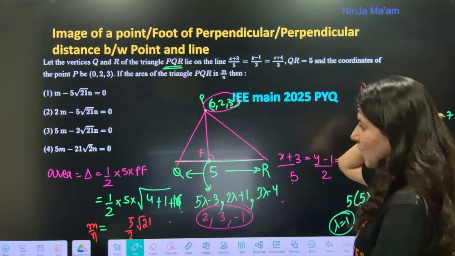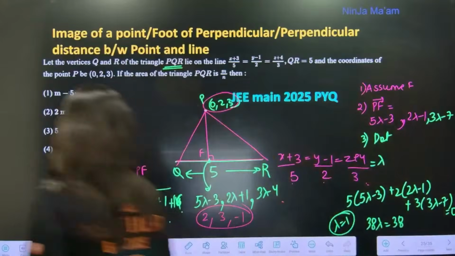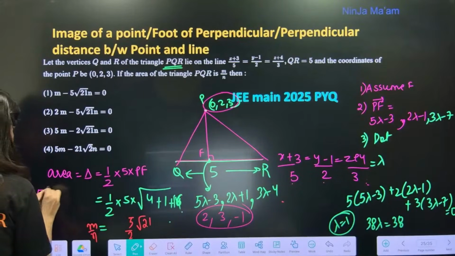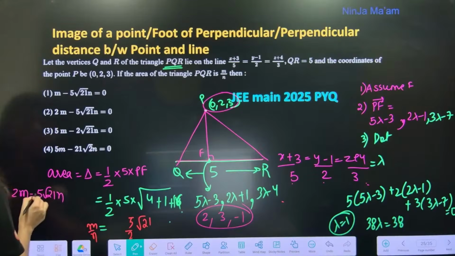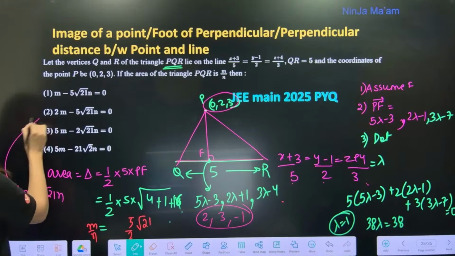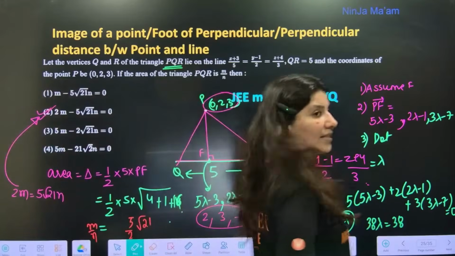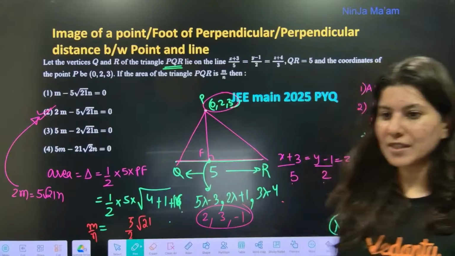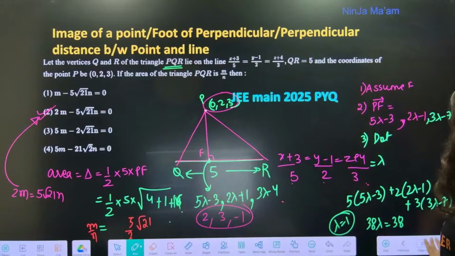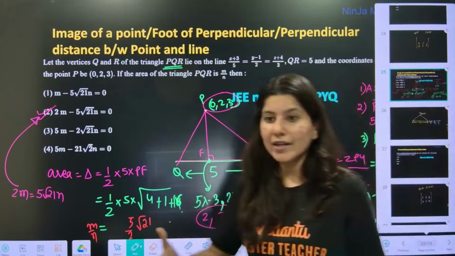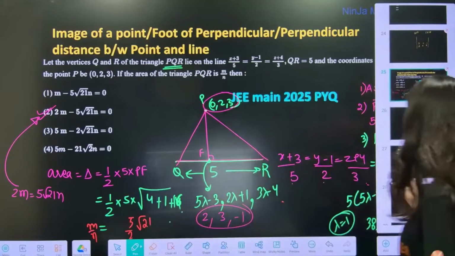Okay. So now if you cross multiply, 2m is equal to 5 root 21 n. So 2m minus 5 root 21, option B is absolutely correct. Okay. So this is all about image. This is all about foot of perpendicular, and this is all about perpendicular distance.